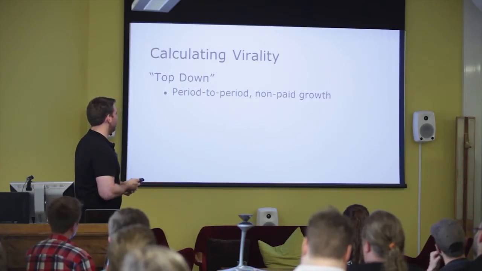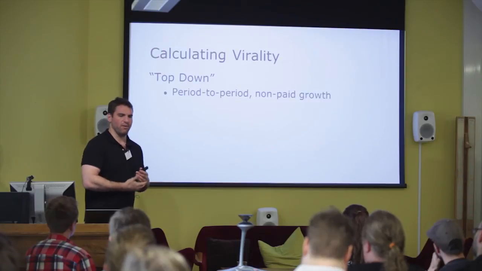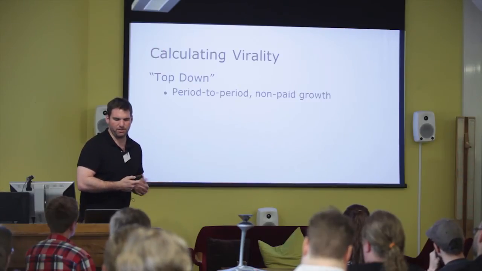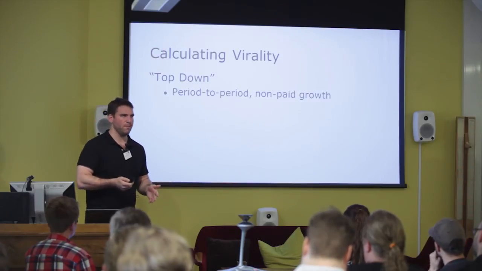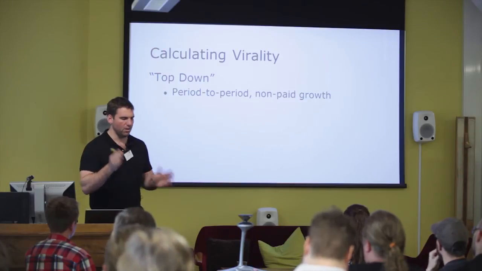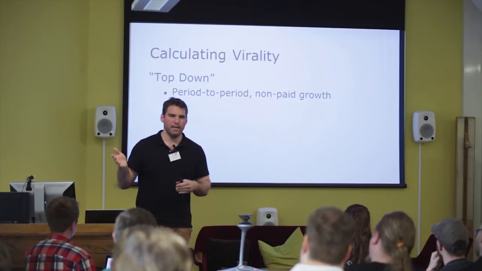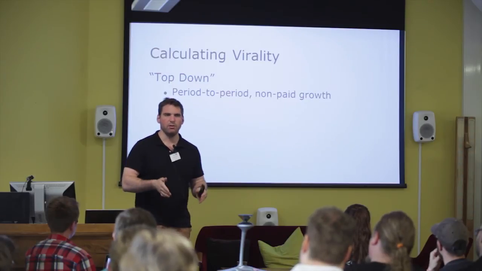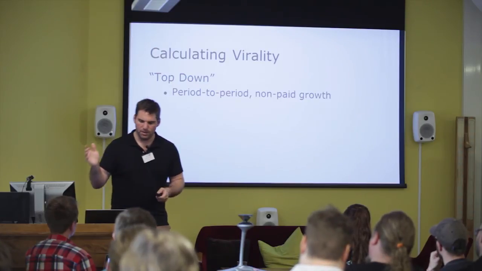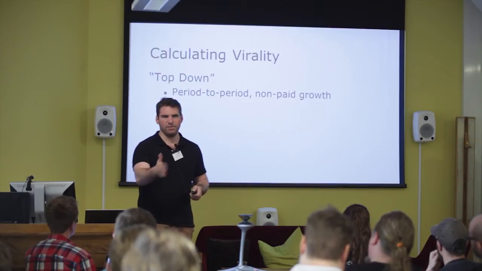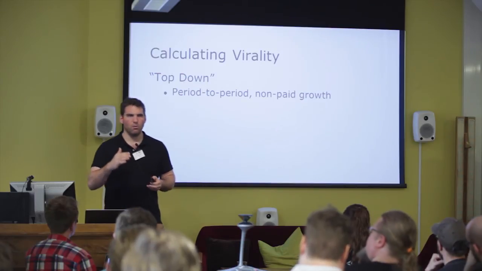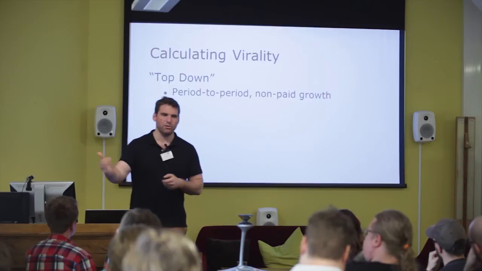Top down is more rough, right? This is more fuzzy. That's basically period to period non-paid growth, right? So if you're thinking about your cohorts in your mobile game, you know how much you spend every day. I mean, that's a certain number, right? I know I spent X every day. You generally know exactly how many users that got you, and then you know what the next day's new user number was, right?